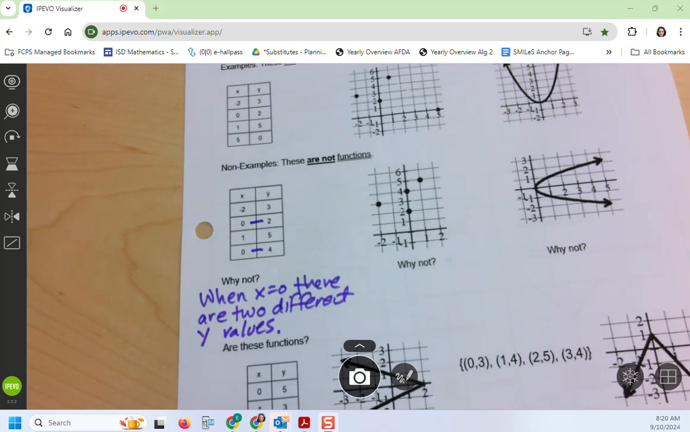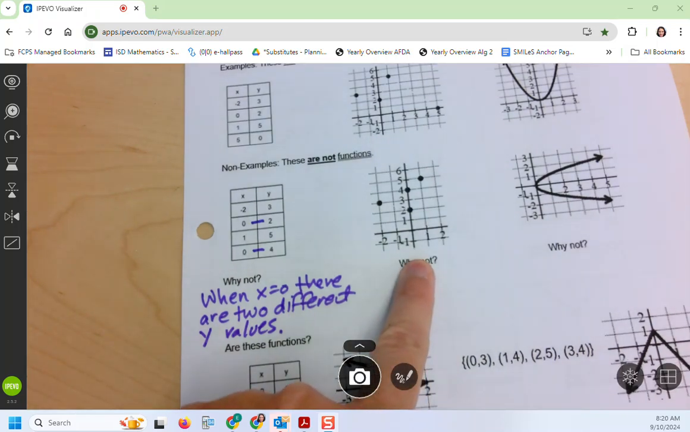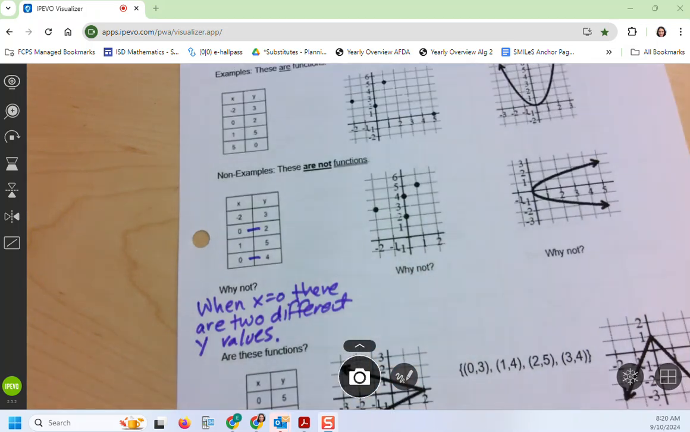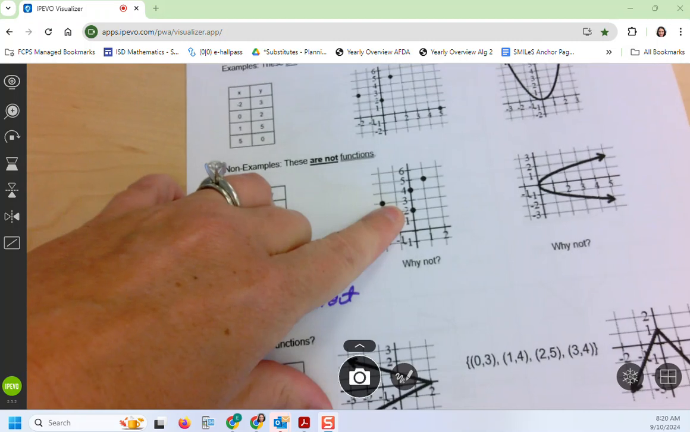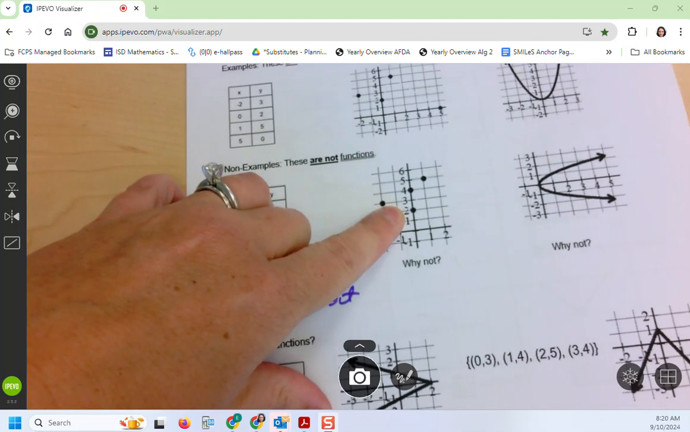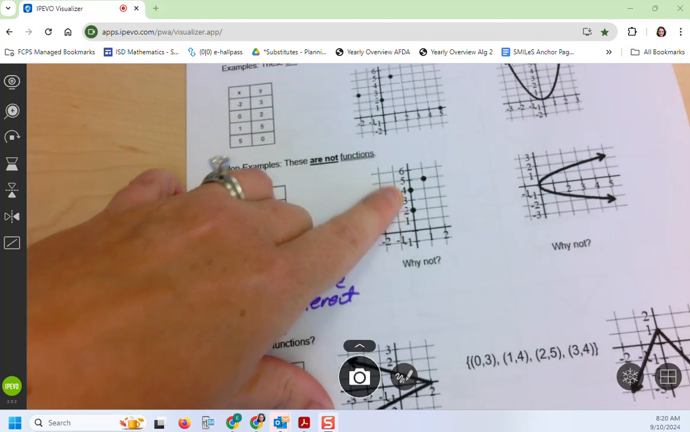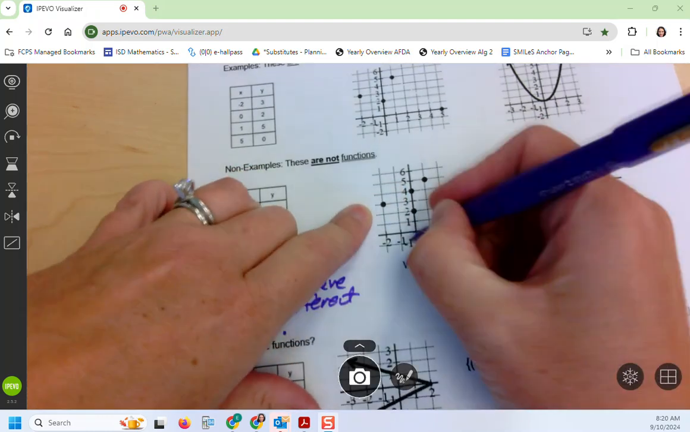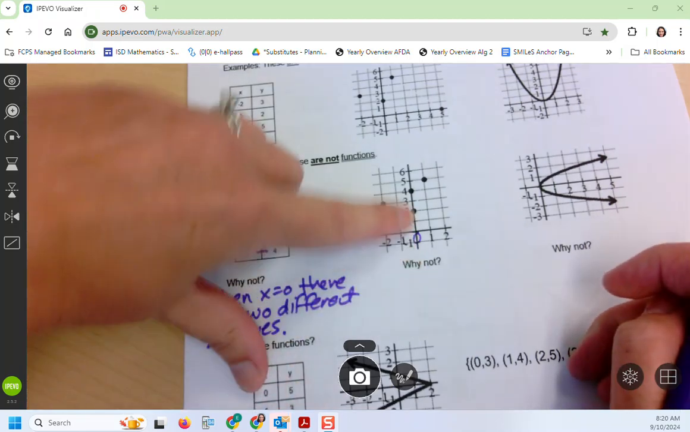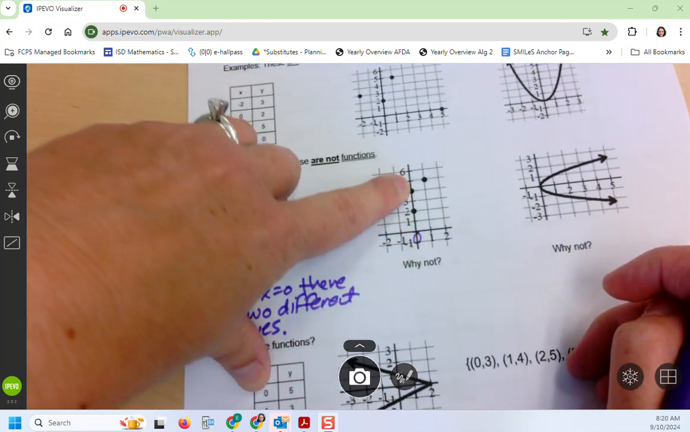All right, what about the graph? In the next graph here, do we have an x that is paired with two different y values? It's hard to tell. When x equals 0, what is the y in this graph? When x equals 0, the y is 2 and 4. You see that? So when x equals 0, 0 is in the middle. The y could be 2 or it could be 4.